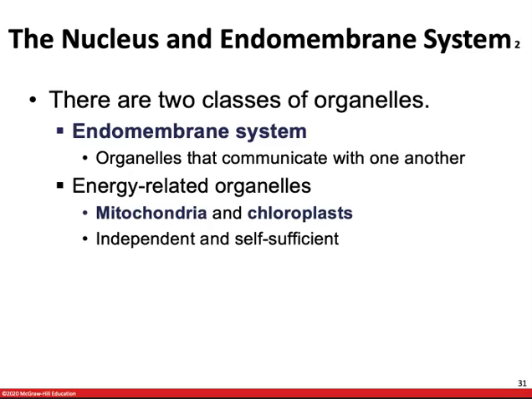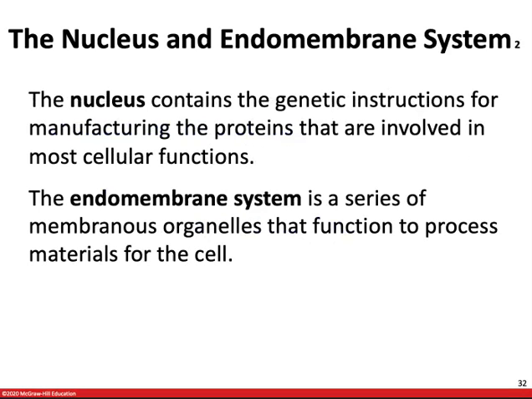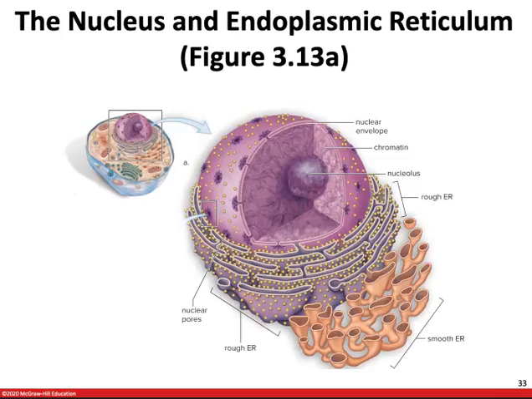So the nucleus stores that information, and then the rest of the endomembrane system processes that information and puts it to good use. Sort of separately from that, we also have the energy-related organelles. The energy organelles are independent and self-sufficient. They don't rely on information from the nucleus. These will be the structures like the mitochondria and the chloroplasts, who are ultimately going to be responsible for cellular respiration and photosynthesis. So, like I said, the nucleus is going to be responsible for containing the genetic instructions for manufacturing proteins that are involved in most cellular functions. The endomembrane system will be a series of membranous organelles that function to process the materials for that cell.